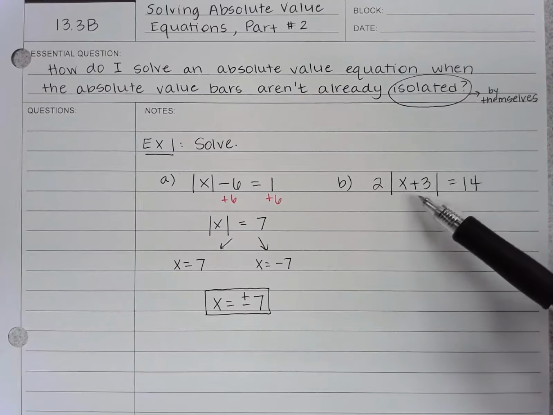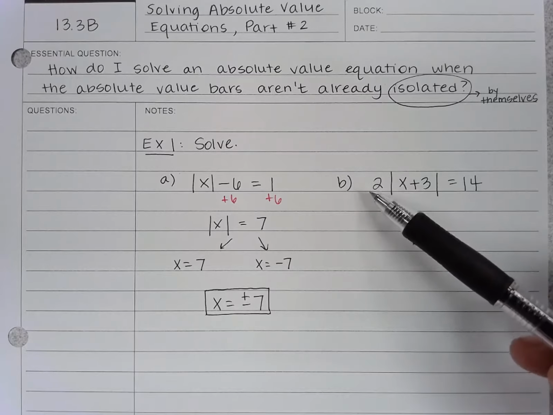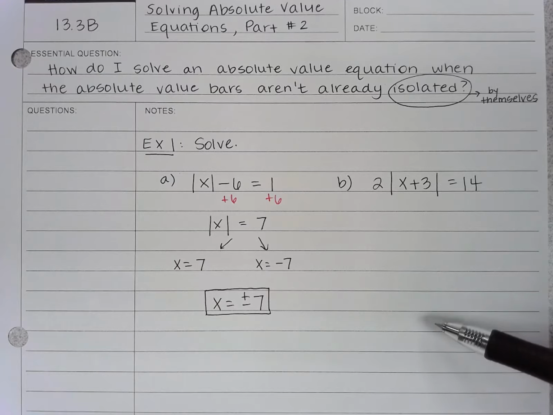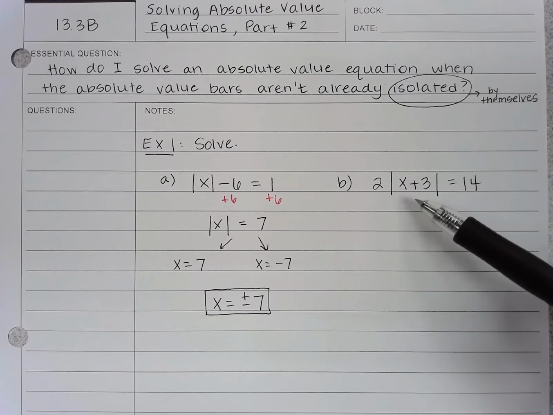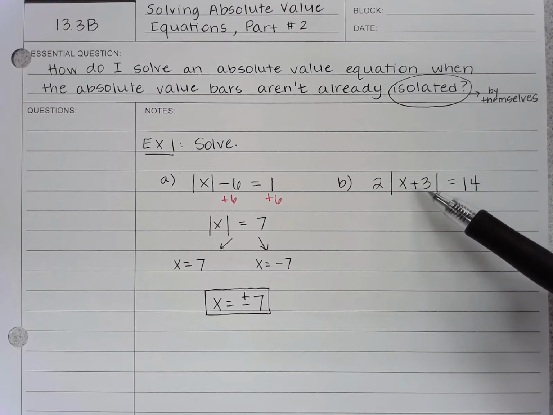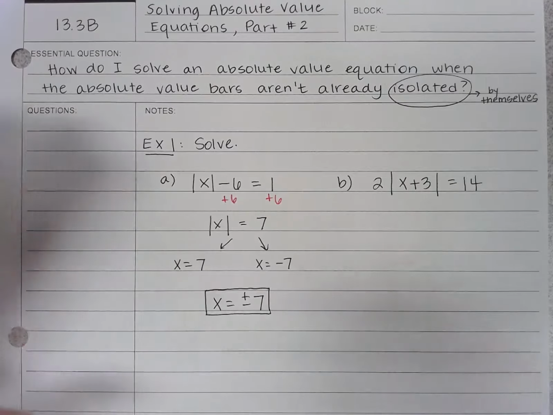I'm going to calculate the distance that is away from 0, and then when I double it, it's going to be 14 away from 0. So on this question, the plus 3 is on the inside of the bars. So I'm not going to do anything with the plus 3 right now. But if you notice, the 2 is on the outside.